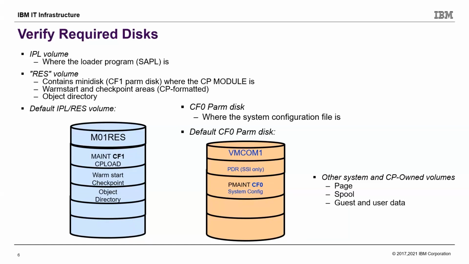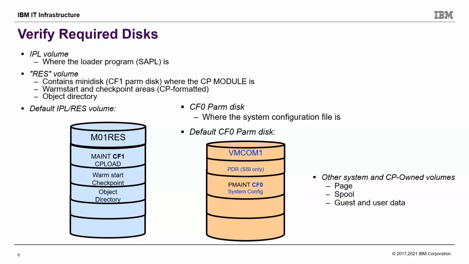So the IPL volume is essentially where the loader program is. So the address that you specify when you IPL, the device that you IPL, is the device that contains the loader program. SAPL, standalone program loader, is the long name for that. We refer to it as SAPL, and I'll be talking about that more throughout this.